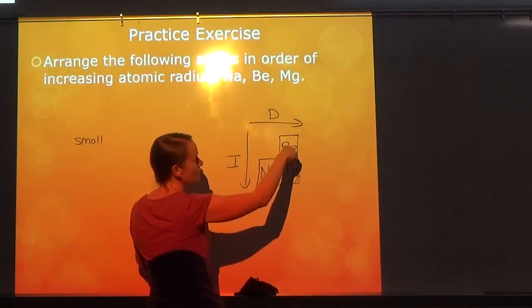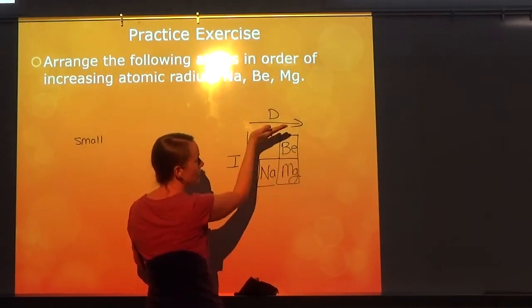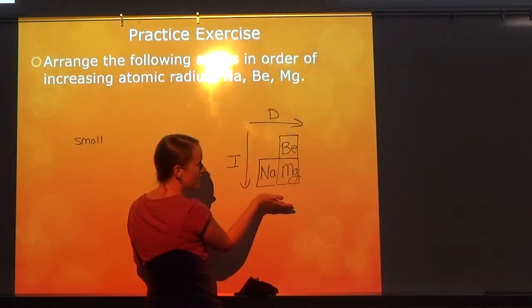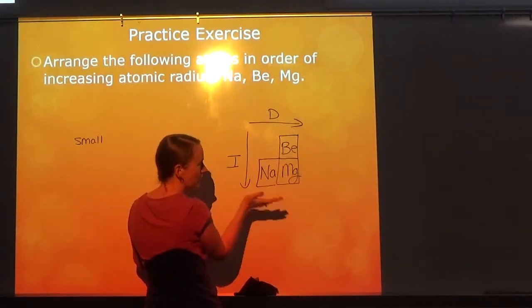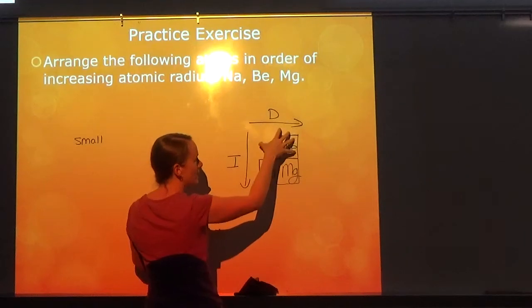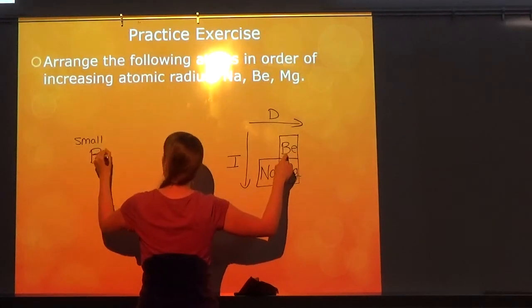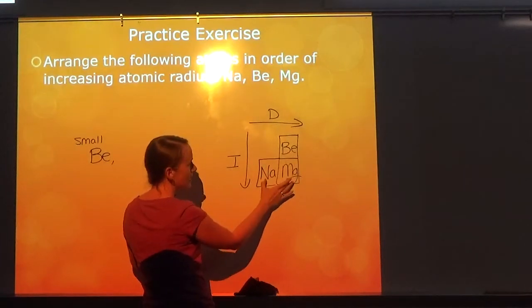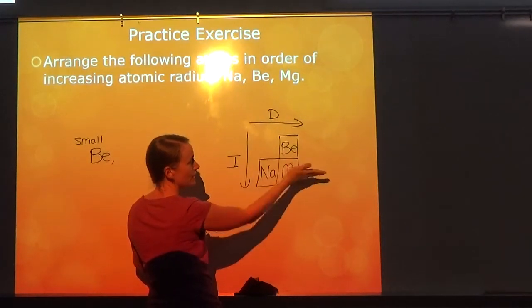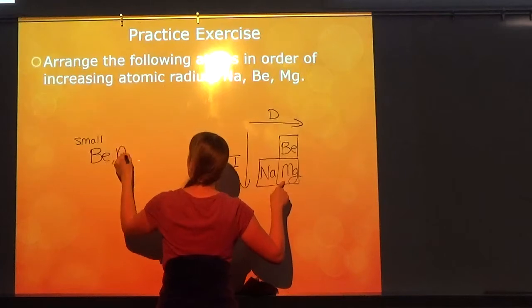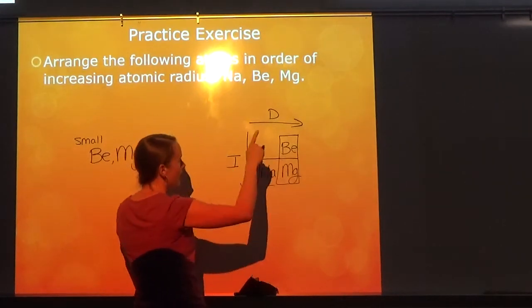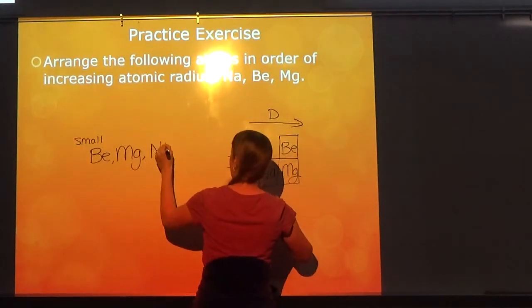So the smallest, of course, is Be, because remember, the change in radius is a greater amount as you go down. So immediately, if I need the smallest, I want to start at the top. So Be is the smallest. Now I'm going to come down here, so between these two, because it decreases going across, Mg would be in the middle, and then Na would be the largest.